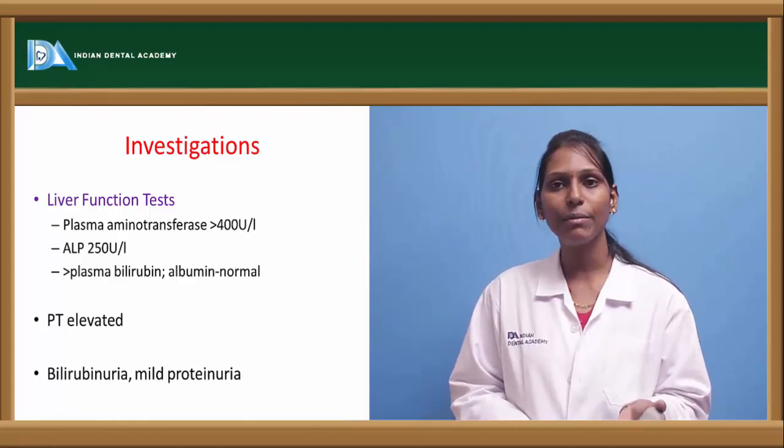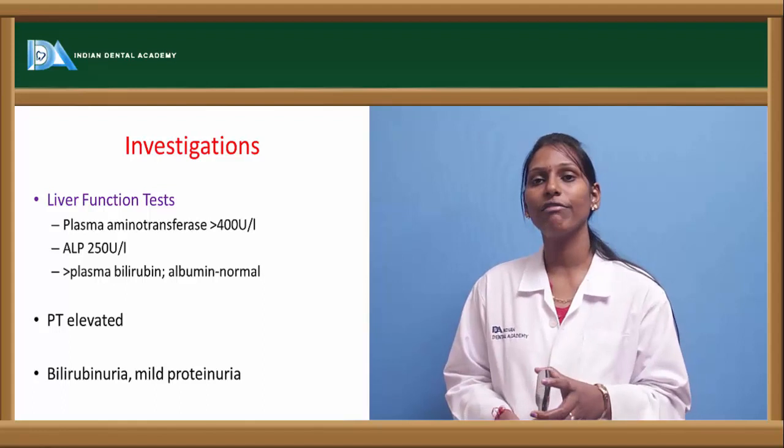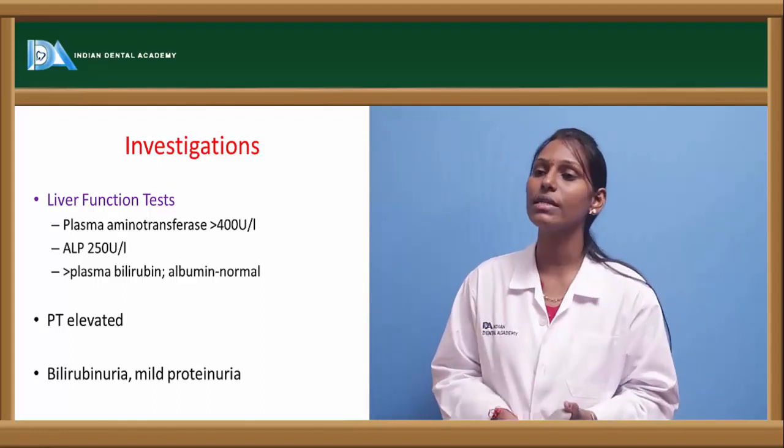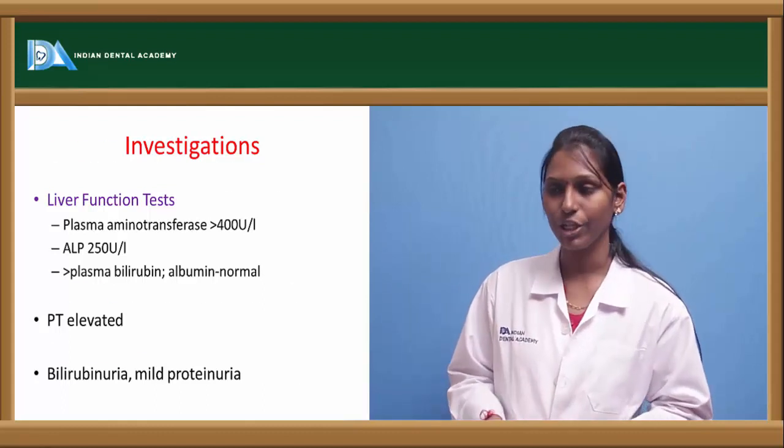Why is the prothrombin time elevated? Because a few of the clotting factors that have to be produced by the liver are compromised. And the patient will also exhibit bilirubinemia and mild proteinuria.